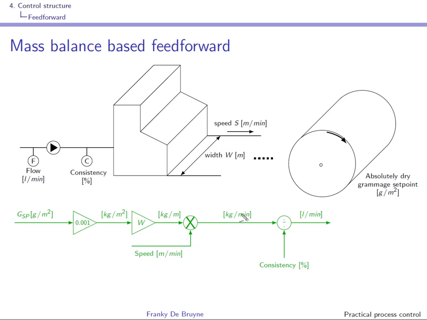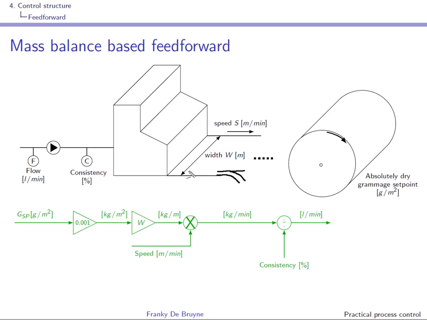Of course, this is neglecting, for example, the trim. You might have seen in the video that a little piece of paper here is trimmed, and you have something similar on the other side. So this is of course not taken into account in the mass balance, but this is not a problem because this is going to be taken care of by the feedback.